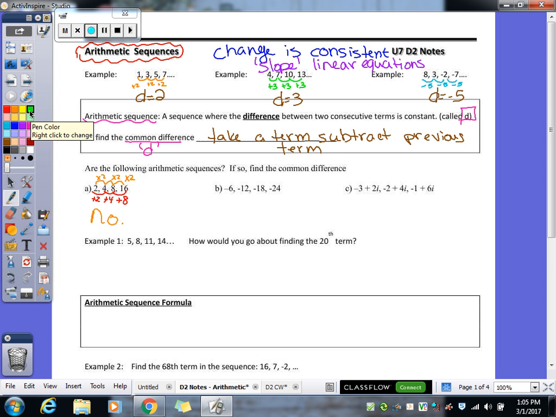So let's take a look at example B. How do we get from one term to the next? I heard somebody say it. Subtract 6. And since it works every single time, you're always subtracting 6 to get you to your next term. Yes, this is an arithmetic sequence. Our common difference would be our negative 6.